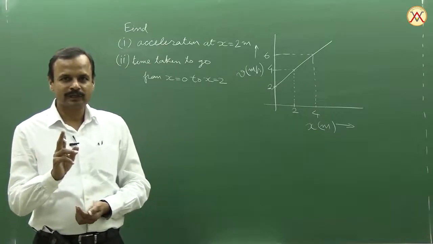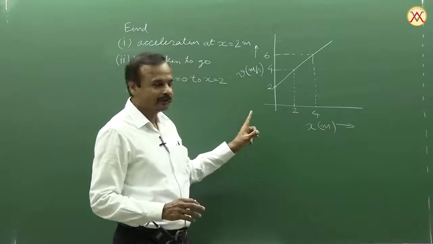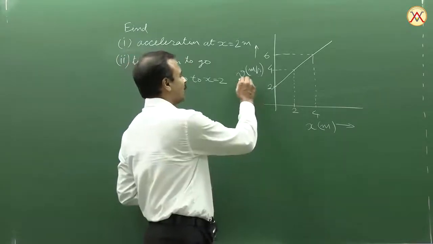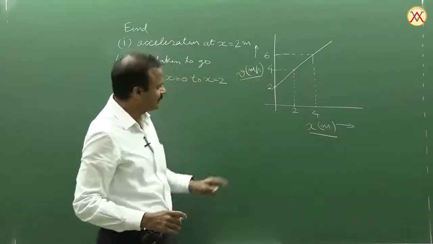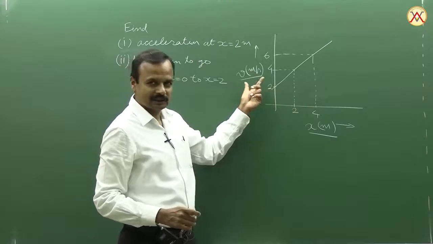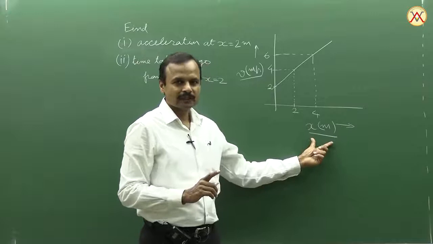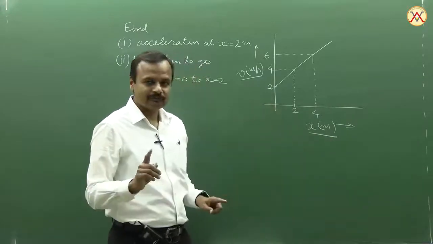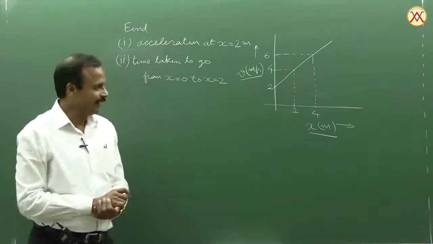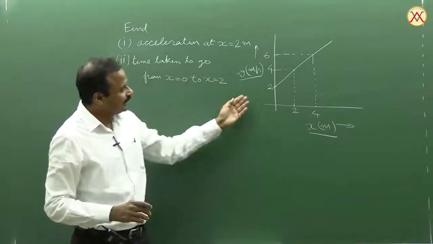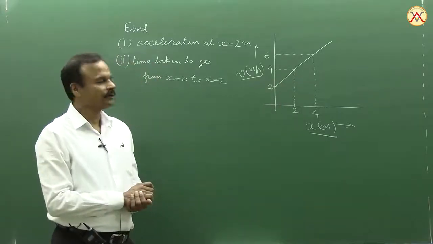But wait, be careful. Whenever you look at a graph, first you should look at what are the quantities on the y-axis and on the x-axis. On the y-axis we have velocity, all right, but on the x-axis it is not time, it is position. So slope of the graph will not give you acceleration. In a VT graph, the slope gives you acceleration. So the graph is basically giving us a relation between velocity and position.